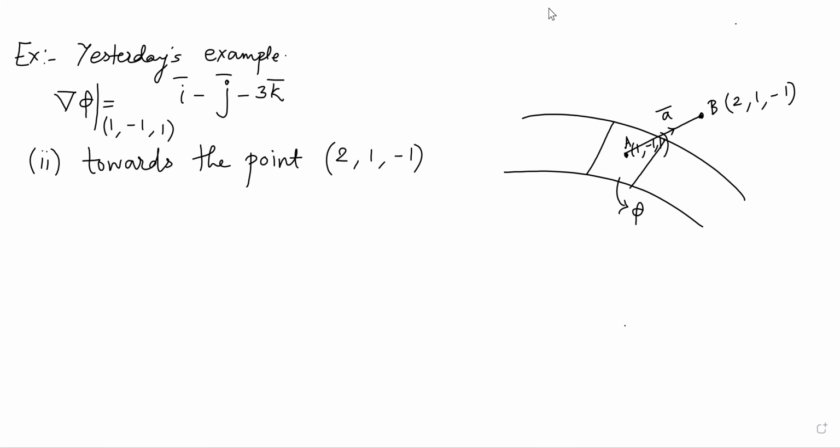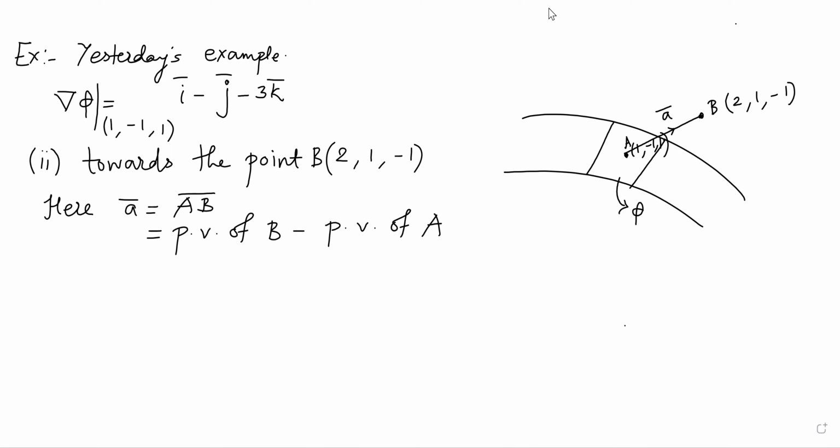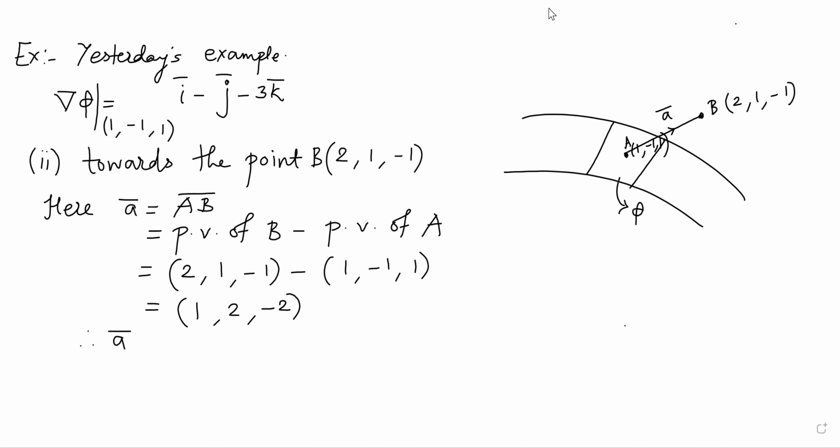So here, A bar is equal to AB bar. How do you calculate this? It is the position vector of B minus the position vector of A, correct? So what we have here: B is (2, 1, -1) minus the point (1, -1, 1). So we get 2 minus 1 is 1, this is 2 and this is minus 2. Therefore, A bar is i bar plus 2j bar minus 2k bar.